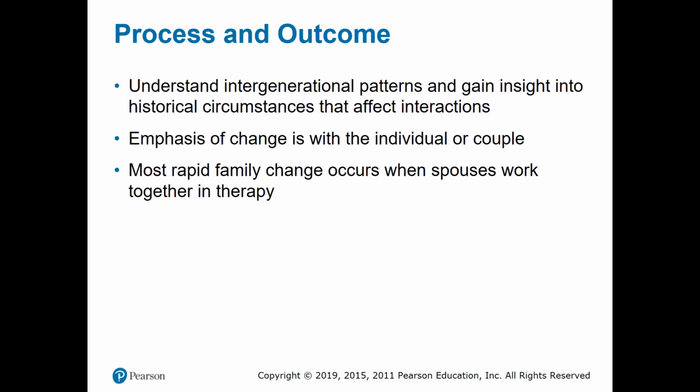Process and outcome is to understand intergenerational patterns and gain insight into historical circumstances that affect interactions. The emphasis of change is with the individual or couple. The most rapid family change occurs when spouses work together in therapy.